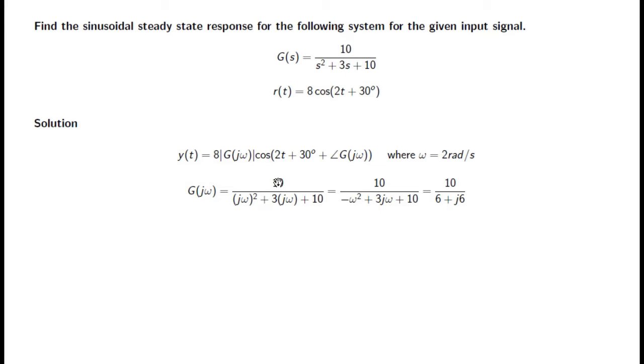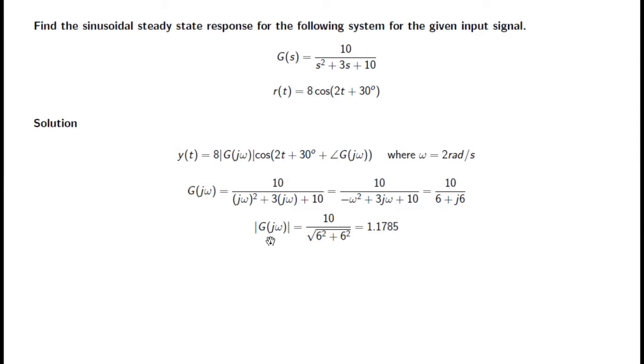G of s is this. G of j omega is just replacing s by j omega. This is what you will get. And j square is equal to minus 1. So you will get this. You can substitute the value of omega here. If you substitute, this is what you will get. Obviously, G of j omega, as I said, is going to be a complex number. We got a complex number.